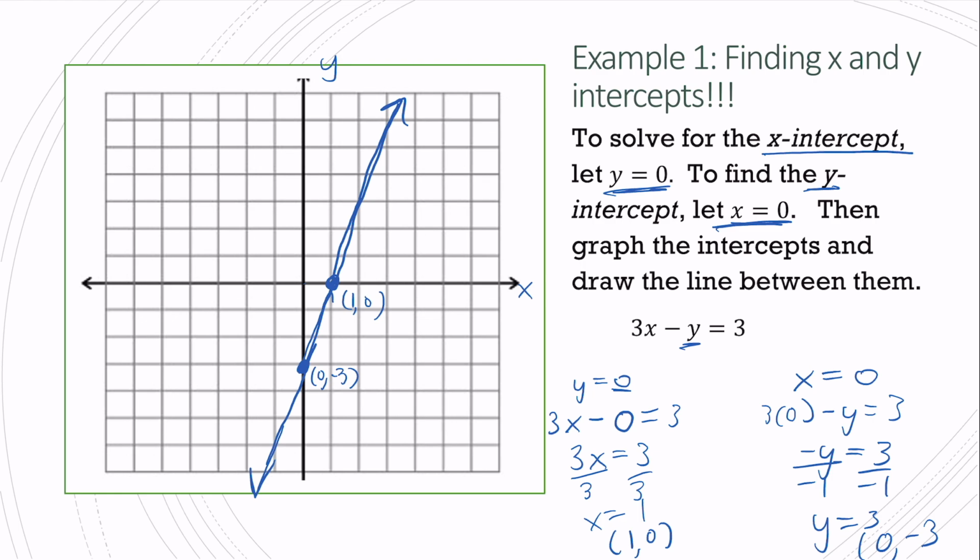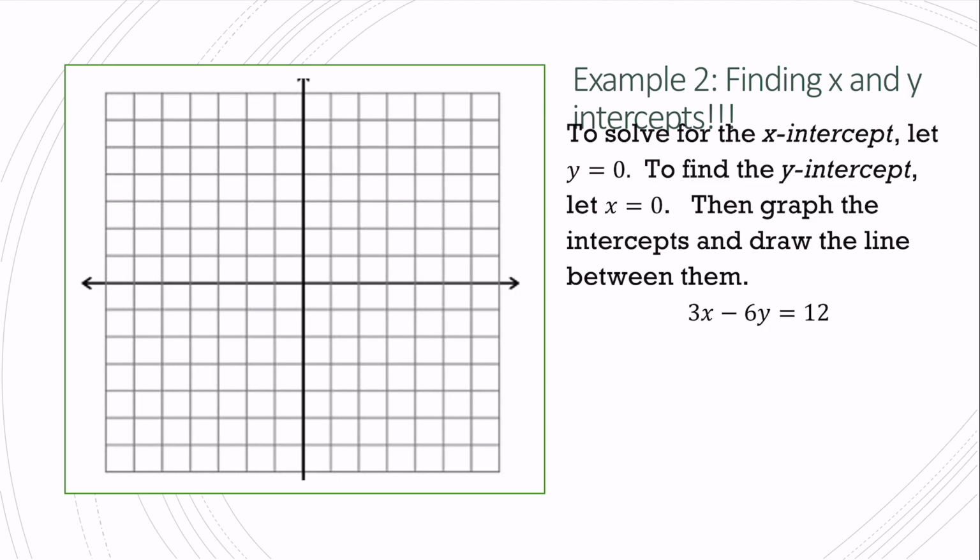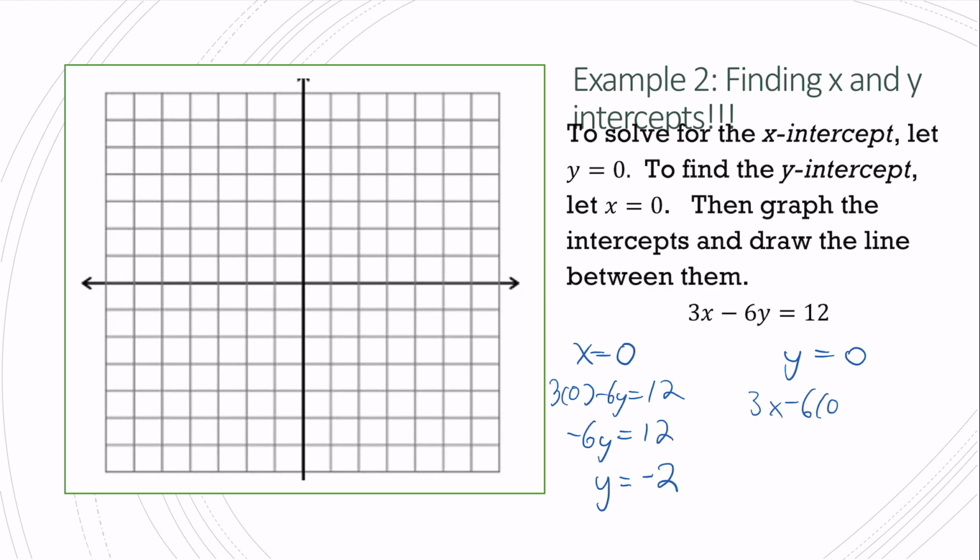So we're going to follow that same pattern where I let x equal 0 and y equal 0 to find our intercepts. When x is 0, I have 3 times 0 minus 6y is 12. That gives me negative 6y is 12, so y is going to be negative 2. When y is 0, I have 3x minus 6 times 0 equals 12. 3x equals 12, so x equals 4.